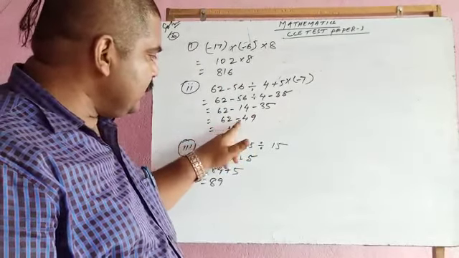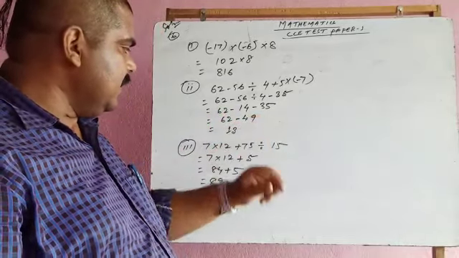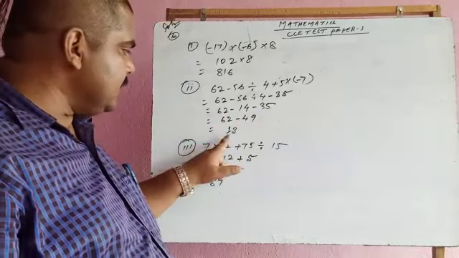When from 62 you subtract 49, the result is 13. So its result is 13.